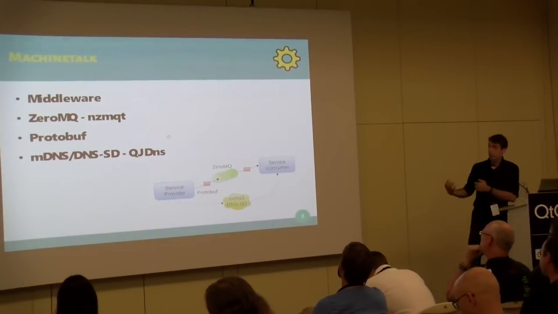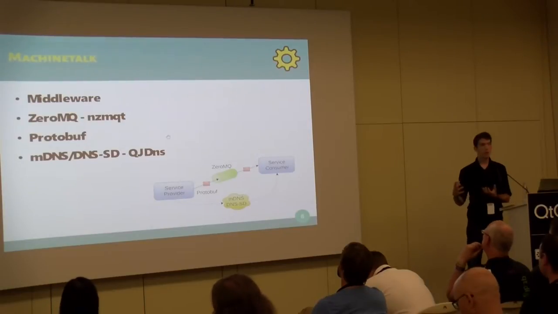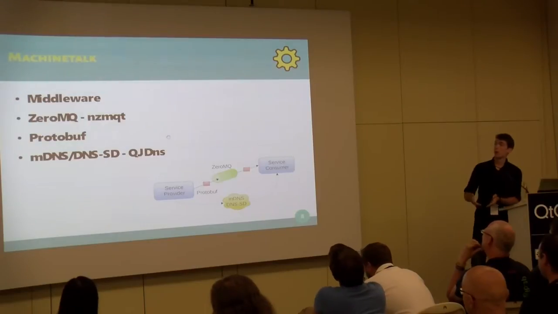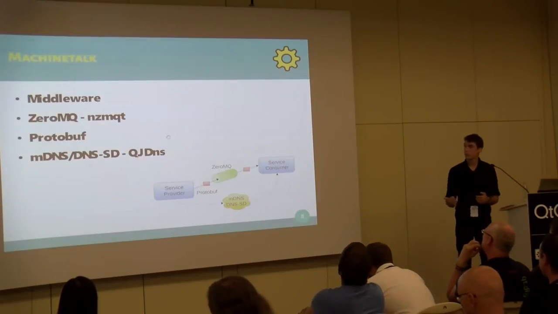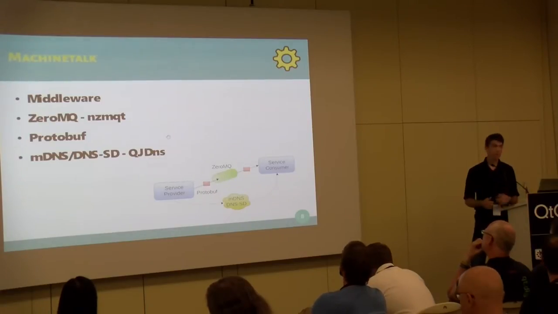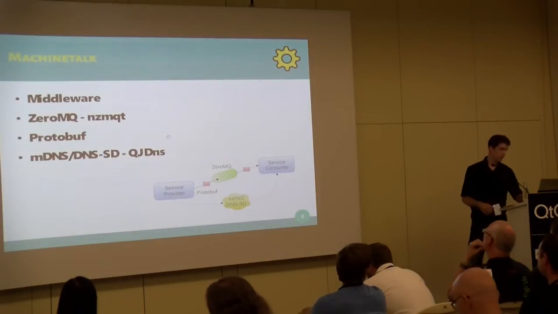And to make this possible, we have developed a middleware called MachineTalk, which uses ZeroMQ, or in the case of the QtQuickVcp, NZMQT, a wrapper on ZeroMQ, the Google protocol buffers, and multicast DNS, DNS-SD for service discovery.